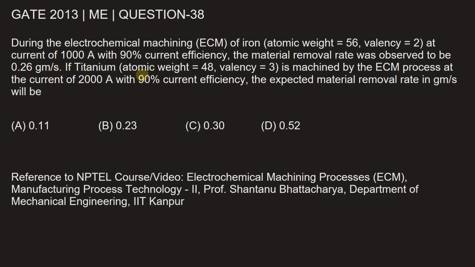If titanium having atomic weight of 48 and valency of 3 is machined by the ECM process at the current of 2000 ampere with 90% current efficiency, the expected material removal rate in grams per second will be? Let's see how this will be done. We'll start by writing the given information.